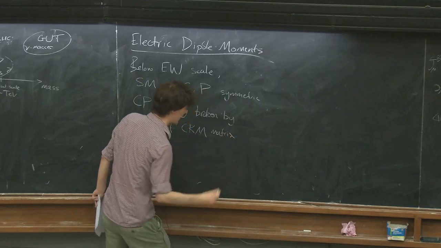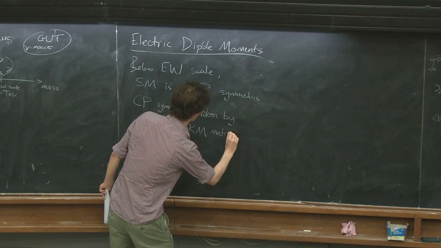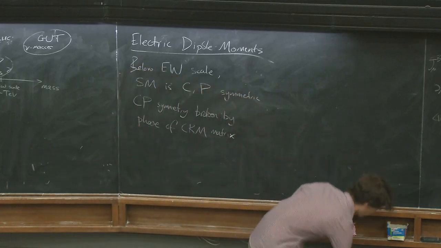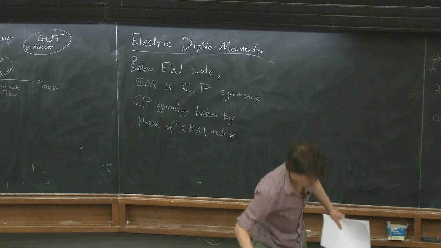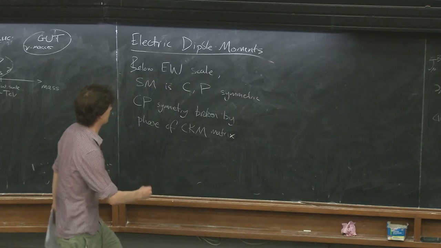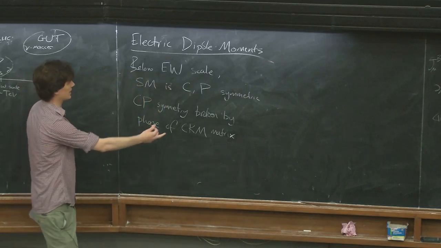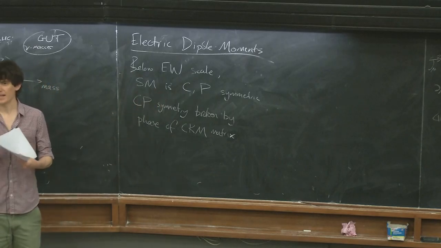And also the equivalent in the lepton sector, the PMNS matrix, the neutrino mass matrix, but those effects are suppressed by small neutrino masses as well. Okay. So we've got that CP symmetry is something that only gets broken by effects at the electroweak scale, but that's not necessarily enough in itself.